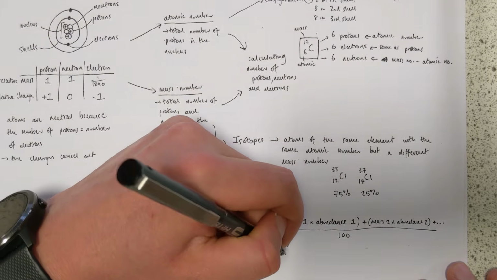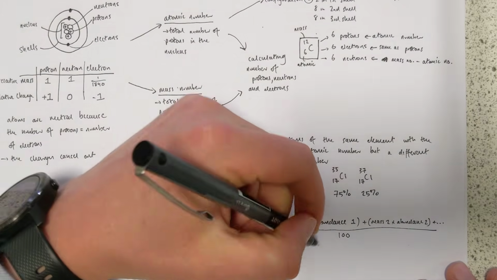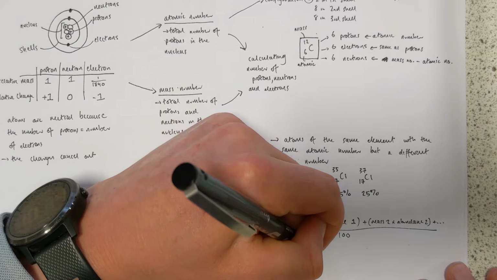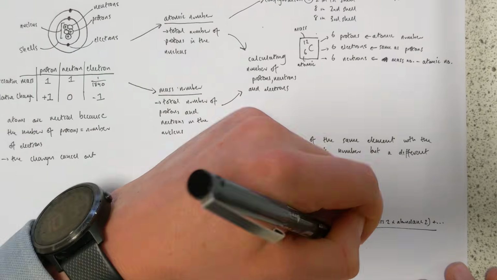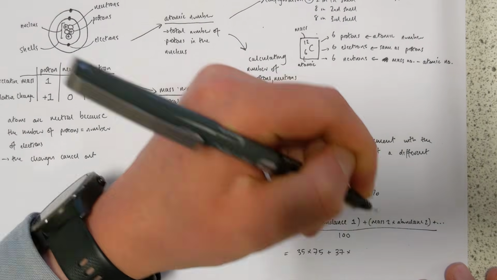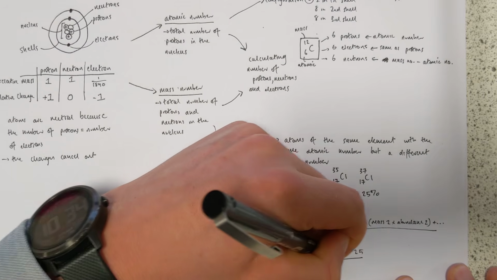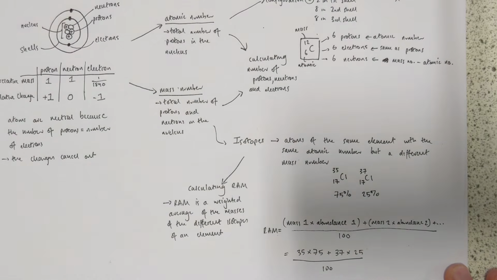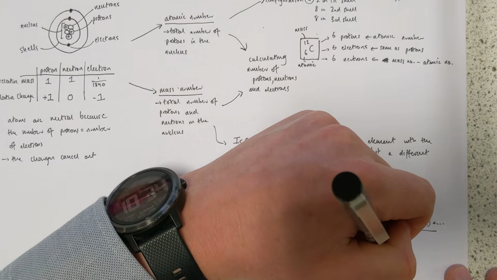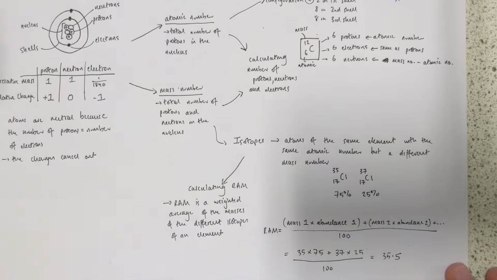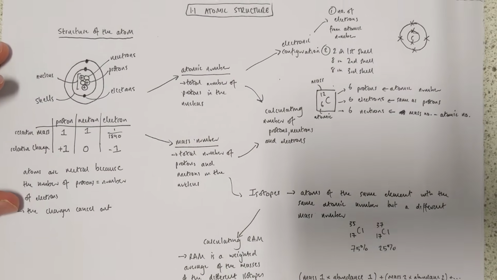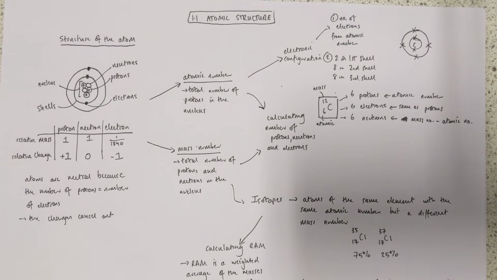So in this case, what you do would be the mass of the first one, which is 35, times by 75. Add on the mass of the second one, 37 times by its percentage, 25, divide by 100, and just type that onto your calculator. What you'll come out with is the average mass, taking into account the percentages, which is 35.5. So that's a little summary of everything you need to know for atomic structure.